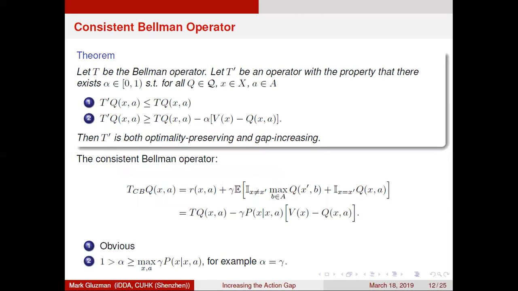You are right. So let's go back to the consistent Bellman operator. It can be written the following way, where p(x|x,a) is the probability of returning to the same state if we choose action A. The first property is obvious because here we don't maximize, we don't take an optimal action, so obviously the Bellman operator will be greater. For the second property, we can take any alpha between 1 and the maximum gamma p(x|x,a). For example, if you take alpha equal to gamma, then the second will also be true. So we can prove that the consistent Bellman operator is optimal and gap-increasing using this theorem.